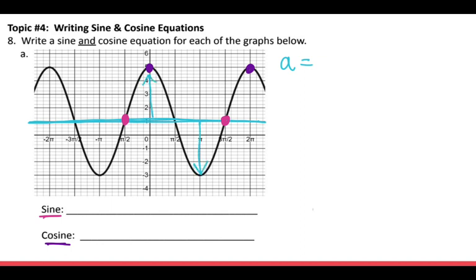So that distance, in this case, is 1, 2, 3, 4. So A is going to be 4. Next thing we need to do is identify the period. The period is the length of one cycle.